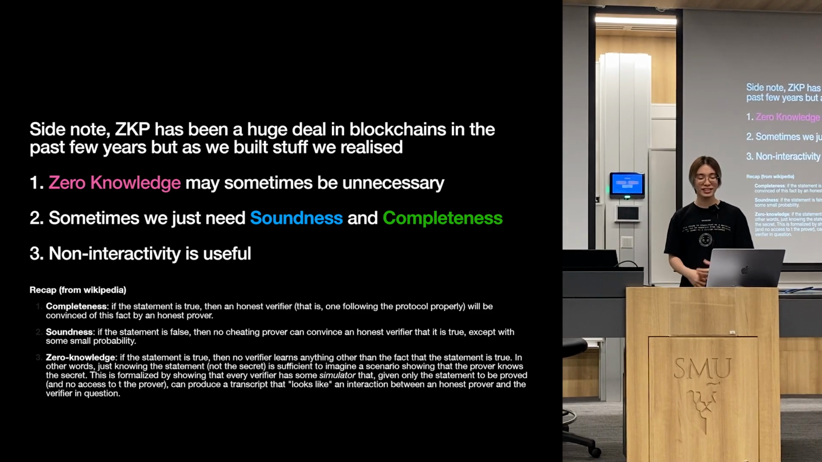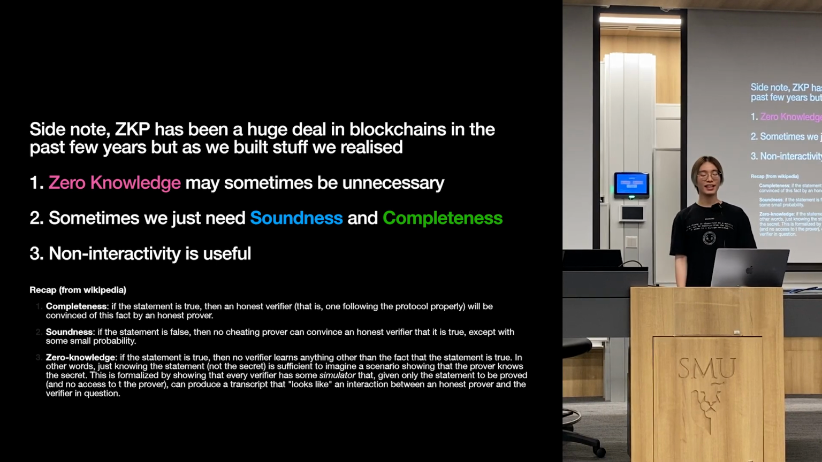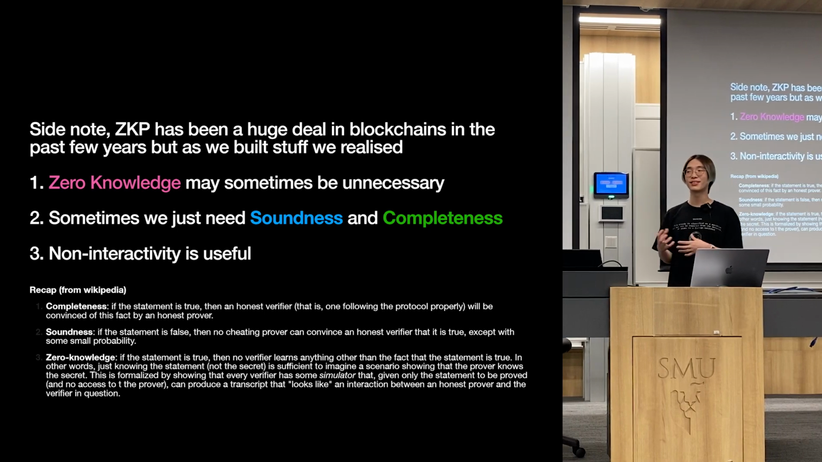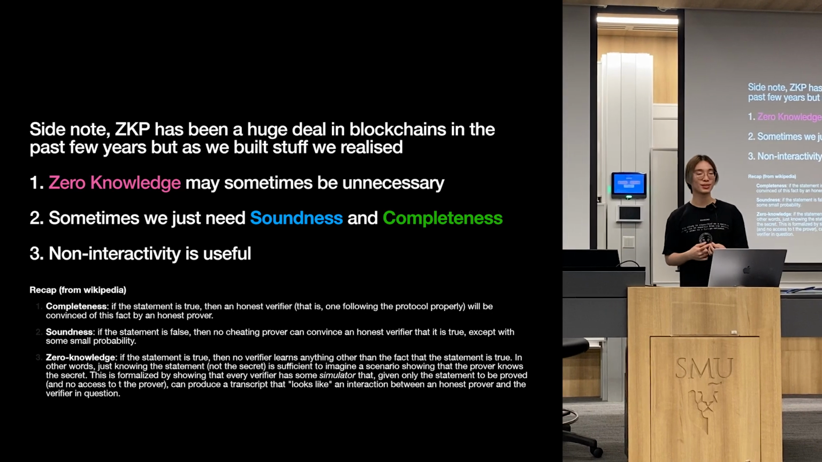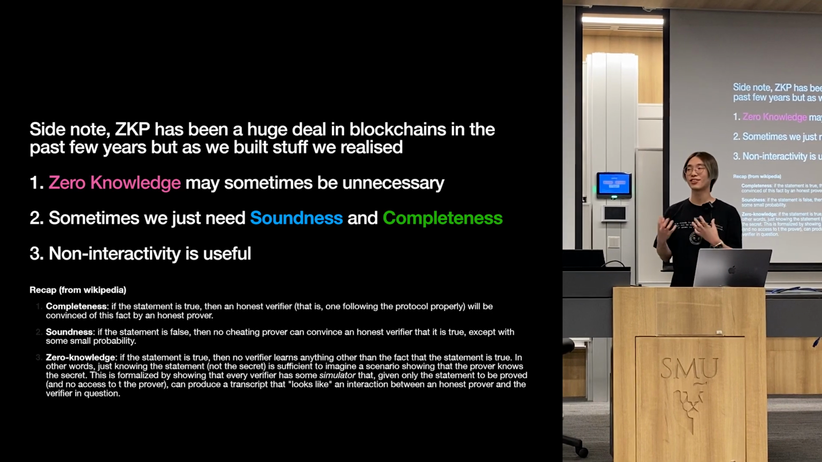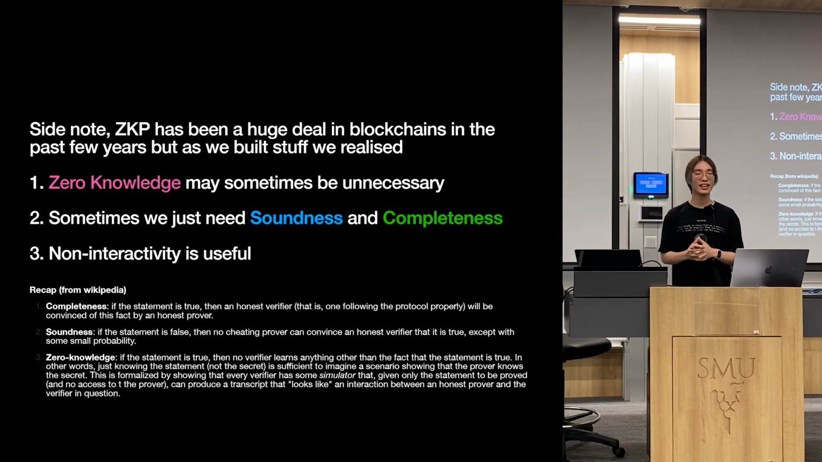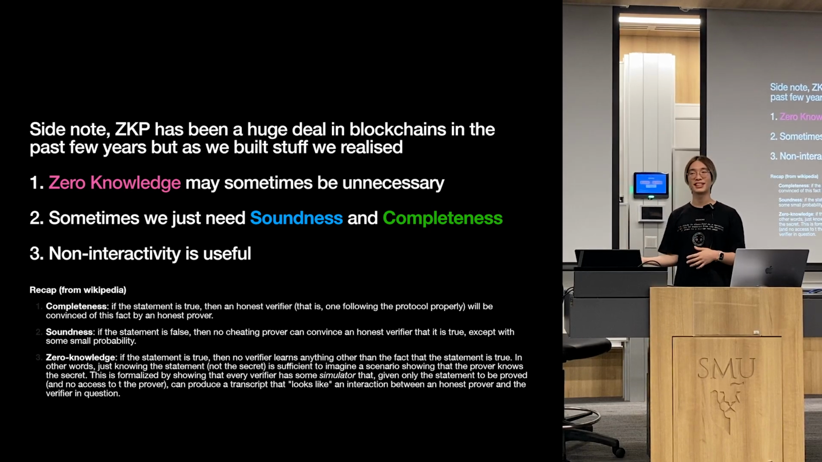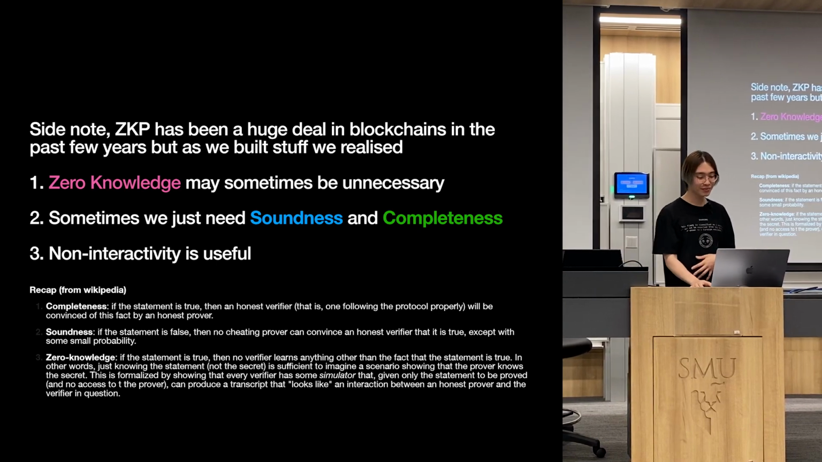Also in practice, we have been building a lot of ZK stuff in the blockchain space for the past few years. And it seems that zero knowledge is not always necessary. So sometimes you don't exactly need things to be private. For example, in L2s, most of the time you're not really using the zero knowledge property, but mostly the succinctness of ZKPs. Which is why ZK rollups are actually not a good representation of the name, because you're not really having any ZK properties at all.